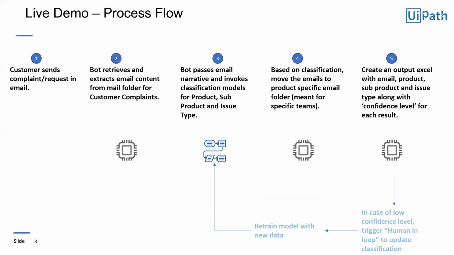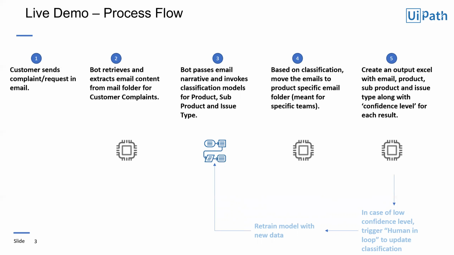The customer will send the complaint and request in an email. Thereafter, the bot retrieves and extracts this email content from the mail folder for customer complaints. The bot passes the email narrative and invokes the classification models: product, subproduct, and issue type. Once the classification has been performed, the bot will move the emails to a product-specific email folder, which is meant for specific teams. So for example, there would be a product, mortgage, and all the customer requests pertaining to mortgage will move to that folder automatically.